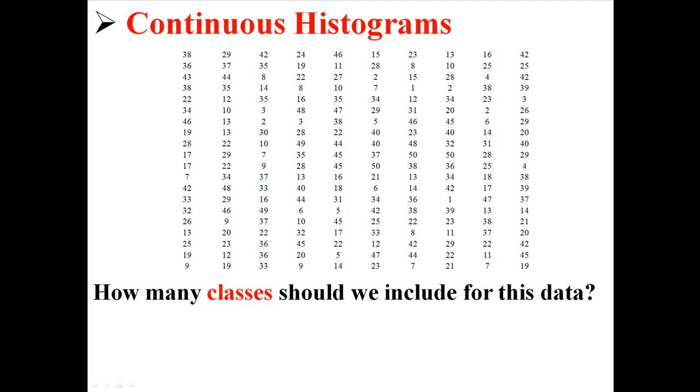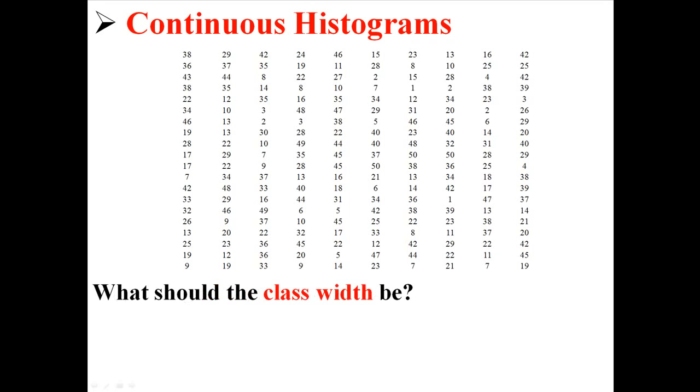So for our data, how many classes should we include? Now there's really no hard answer for this. Usually you want to create between about 6 and 10, maybe between 6 and 12 classes. For this data I am going to just create 10 because that's the easiest. And what should the class width be? Well, if we're going to create 10 different classes and our values range from 0 to 50, that means our class width should be approximately 5. Just 50 divided by 10 is 5.